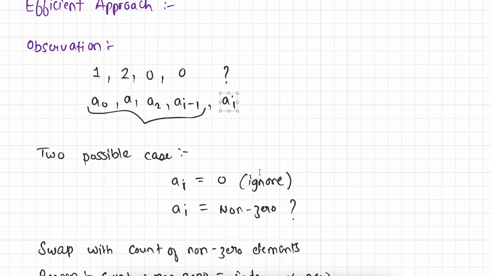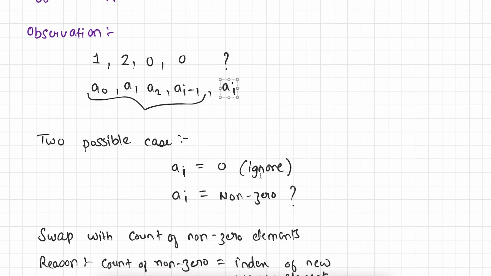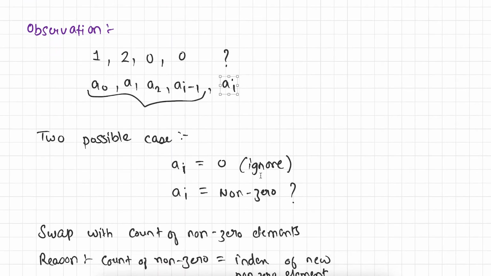But what happens if we get a non-zero element? In this case, what do we have to do? We have to swap this non-zero element with the count of non-zero elements. Let me show you how. So here you can see that we have two non-zero elements. So the count is equal to 2. It means we have two non-zero elements.